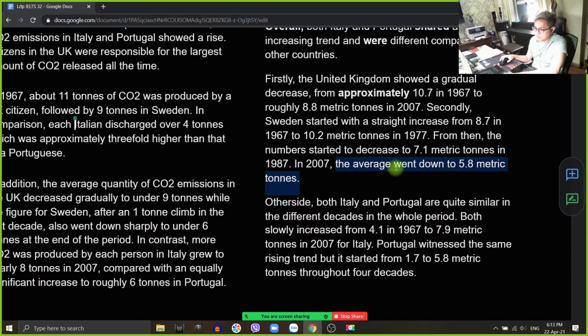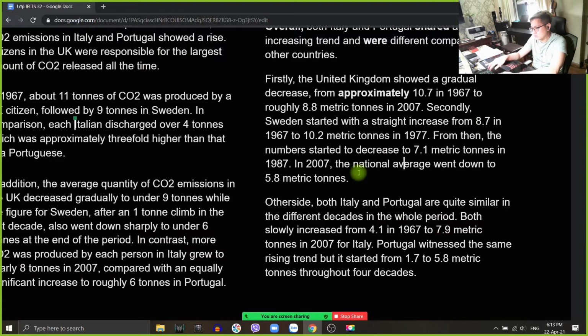So you mean the average for 4 countries? Is that what you mean? The average for Sweden only. For Sweden, right? Okay. No. The national, let's just say the national average went down. We need to just say decrease to this. Instead of saying Sweden, you can say the Swedish average, or just say the average for Sweden. Just to be clear, you don't want to confuse people.